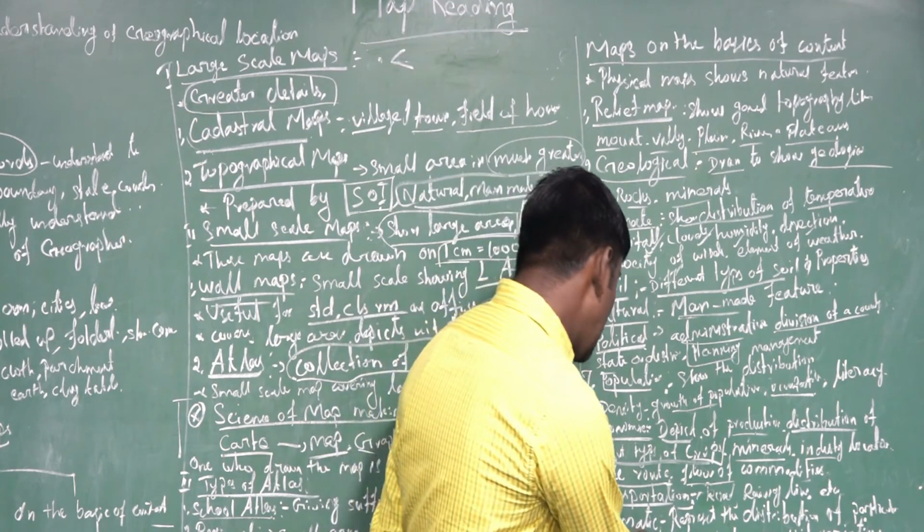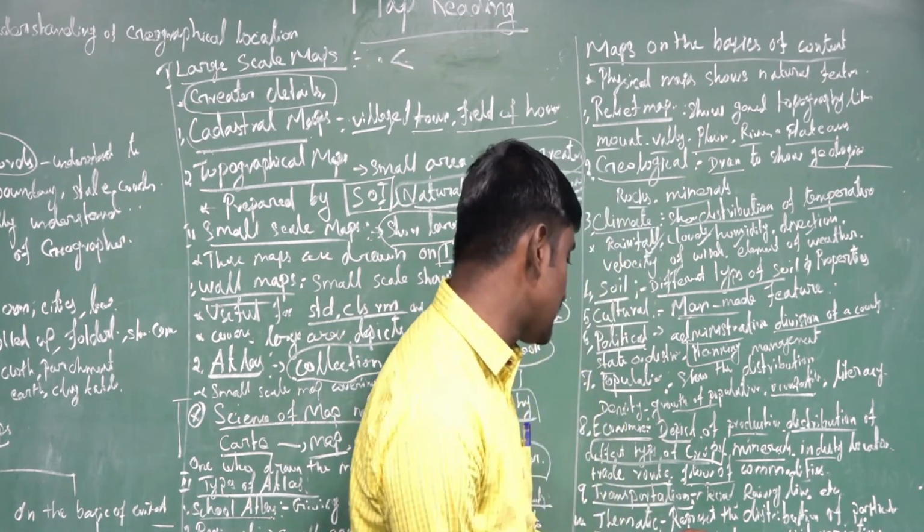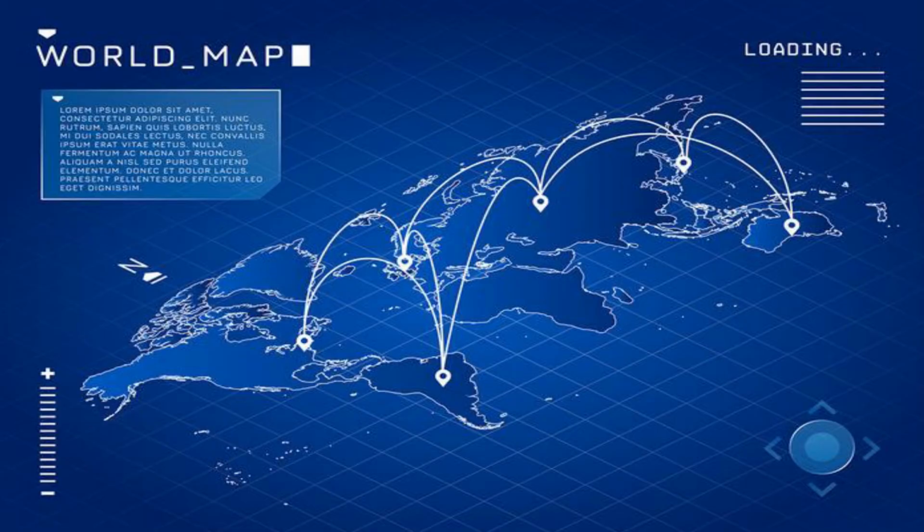And finally, thematic map. A thematic map represents the distribution of a particular feature and its spatial variation. And digital map. A digital map is nothing but a web-based service.